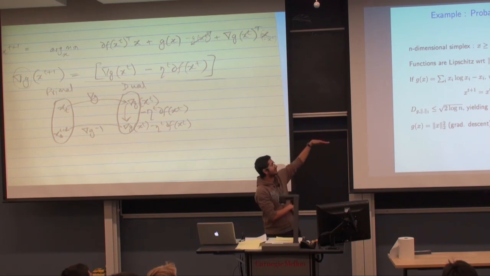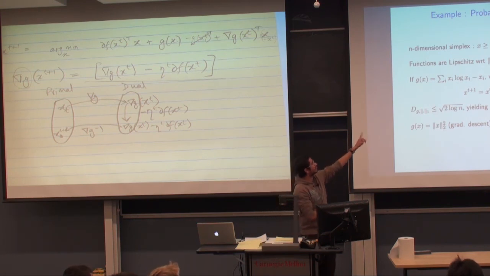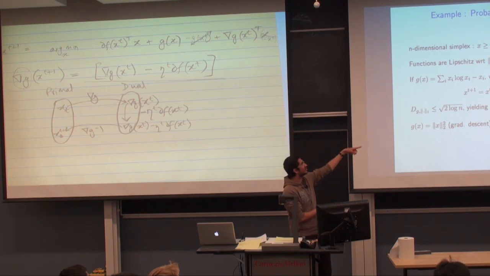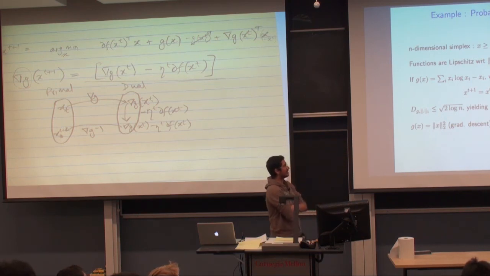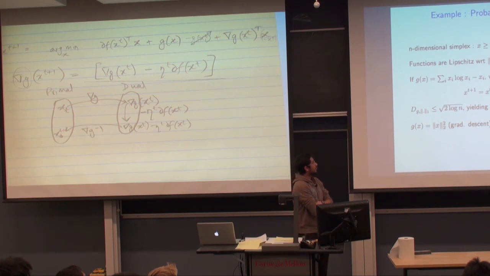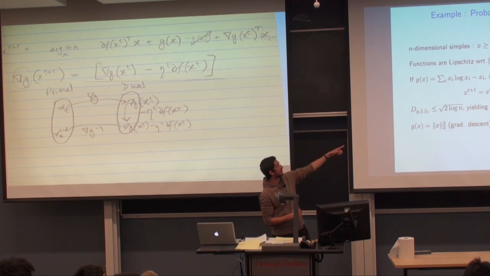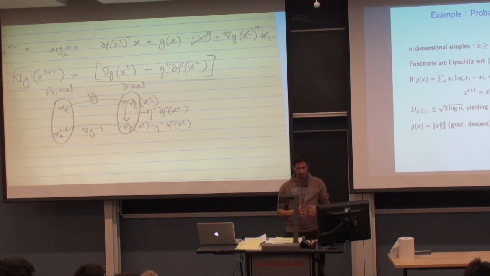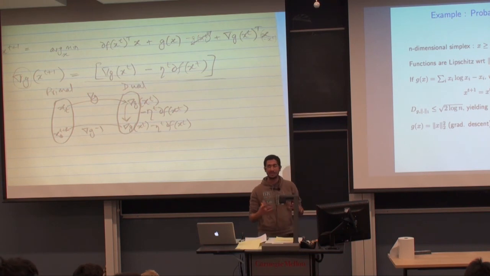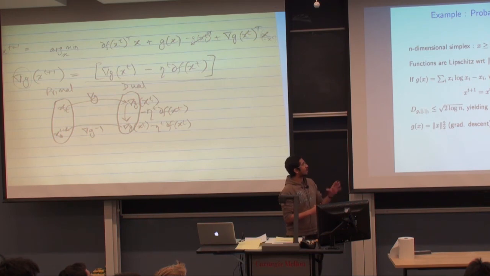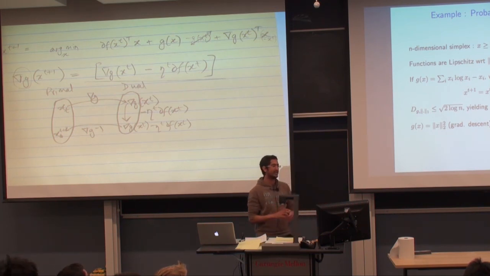You just have to trust me that if you plug this g into the update of mirror descent, that's the kind of update that you get. It's actually very easy to see. If you calculate the diameter of the simplex with respect to this unnormalized entropy, then the diameter grows like root of 2 log n. So if you look at your rate, it would look like L1 times root of 2 log n by root t. So basically the rate looks like root of log n by t. That's what your rate looks like.